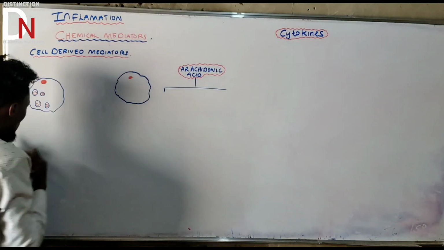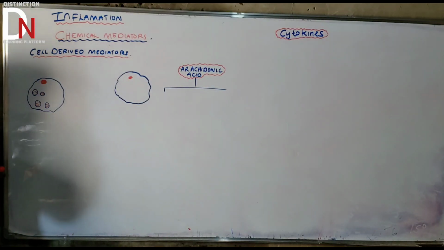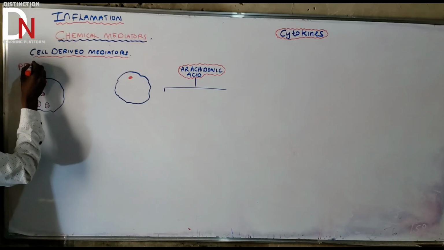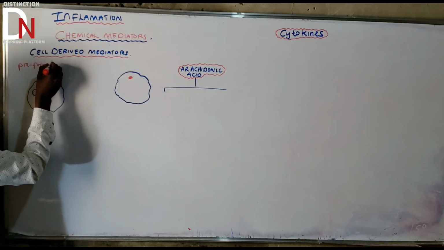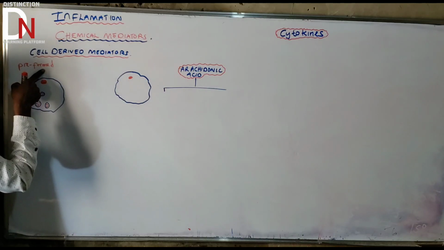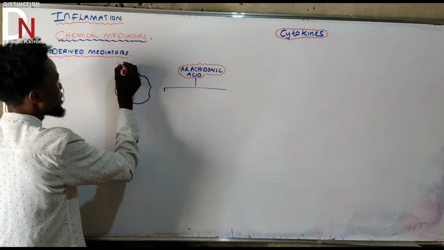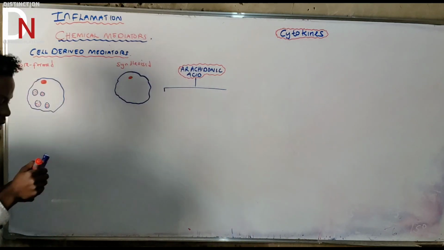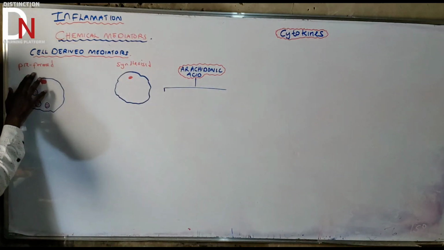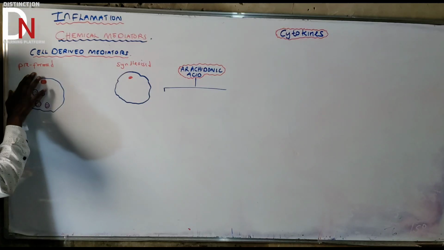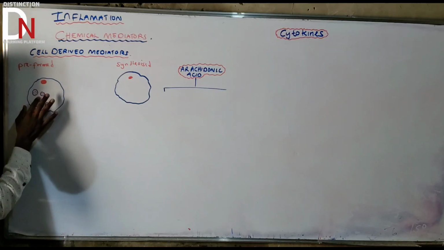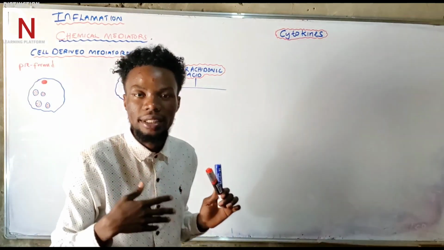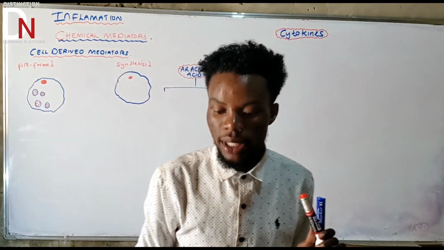So there are two types of cell mediators that you need to understand. The first one is preformed. Basically, they are already formed. And the other is synthesized, the ones that can be made by the cell. Preformed mediators do not take longer to start being produced, because they are already formed in the granules. Synthesized, if the cell is stimulated, it will start making them. You need to understand that.